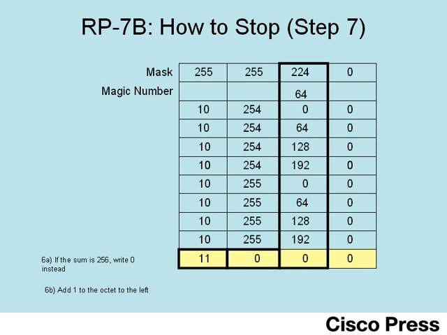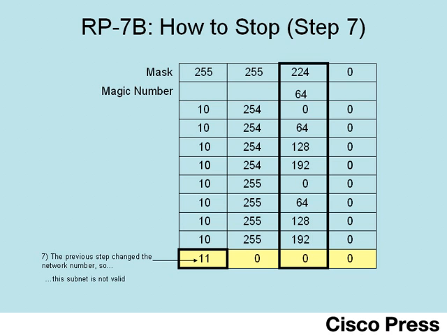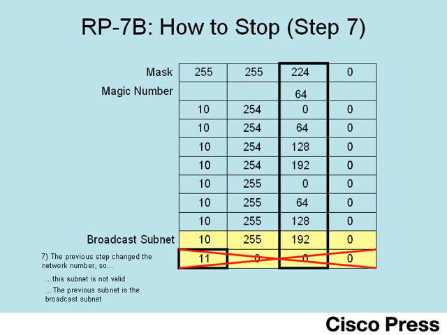However, as stated in the RP7B generic process, whenever you follow this process and the addition causes the network portion of the subnet to change, in this case the first octet being the Class A network part of the number, then that says, oh, you've gone too far. So whenever you do this addition that causes the network part of the address to change, put a big red X through it saying that one's not valid. Then the subnet one above that, in this case 10.255.192.0, is the broadcast subnet.